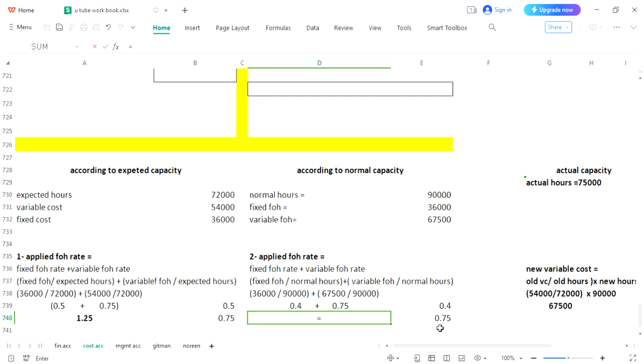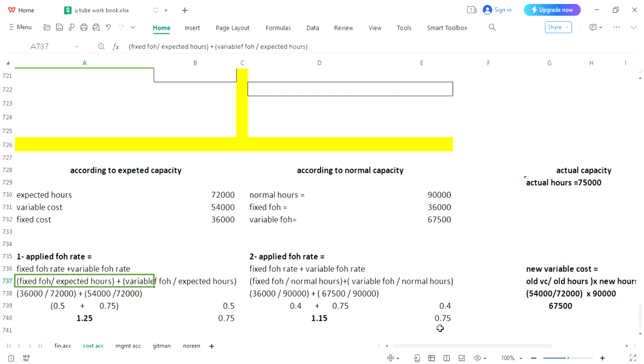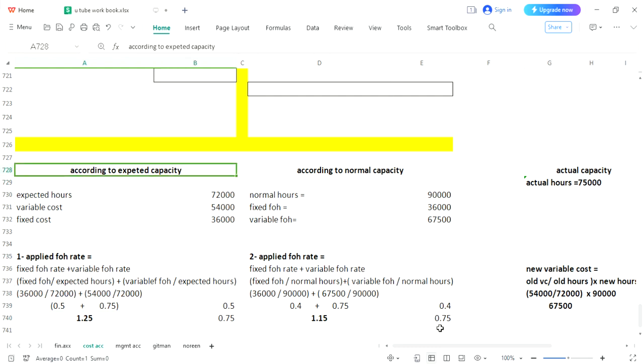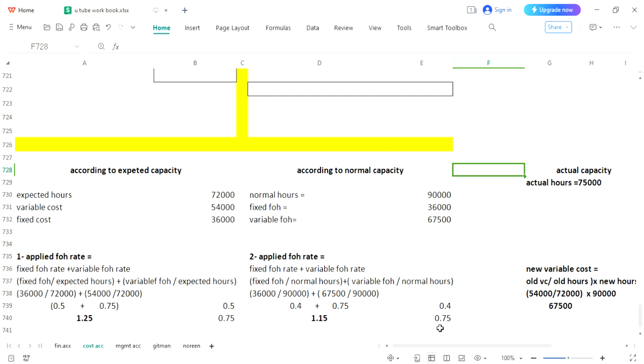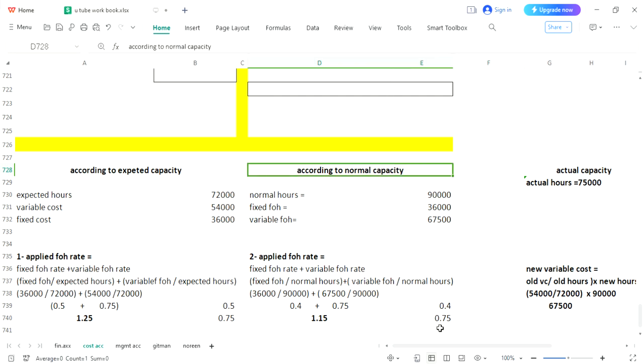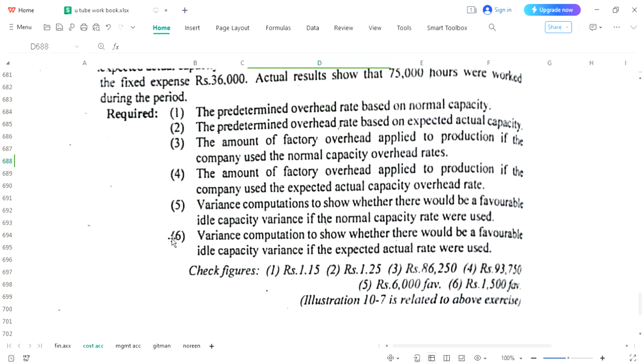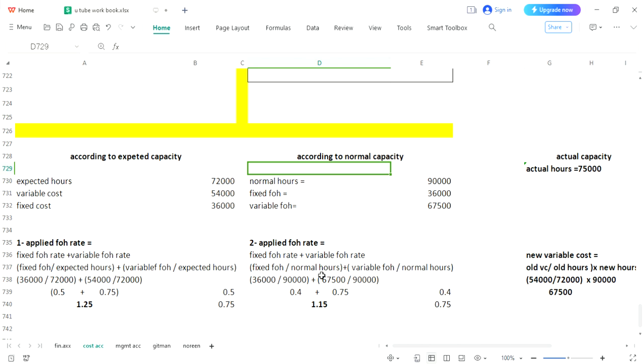It's time to put it on the calculator. 0.4 and then add 0.75. So in this way our calculations have been completed. Applied FH rate 1.15, applied FH rate 1.25. But what is the difference? The difference is written over here, according to expected capacity and according to normal capacity. Let's check out the answer. First was FH rate normal capacity, that is 1.15, and what we have calculated is 1.15.